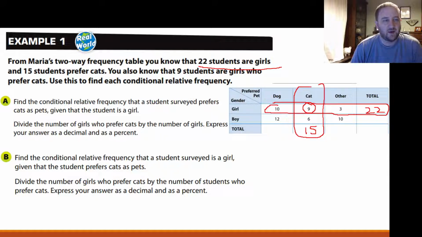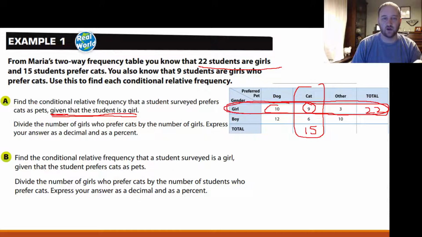Part A says find the conditional relative frequency that a student surveyed prefers cats as pets. The wording here is important. It says given that the student is a girl. Whenever it says given, whatever comes after that is the row or the column that we're going to focus on. So given that the student is a girl means we're going to focus on the girl row. We want the conditional relative frequency the student prefers cats as pets, given that the student is a girl.